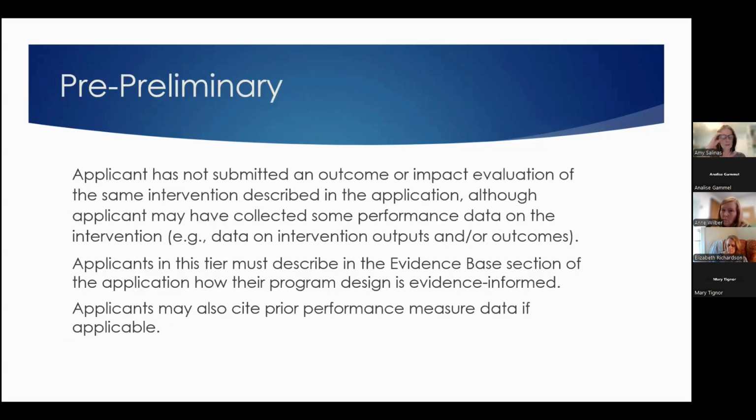So I'm going to talk you through those evidence levels and then tell you a little bit about things that you should be putting in this section. If you're pre-preliminary, that's the lowest level of evidence. It means you haven't done any kind of an evaluation, outcome or impact. You just maybe have some basic data on things you've done in a similar intervention in your organization, or you have research out there in the field that says these things might work.